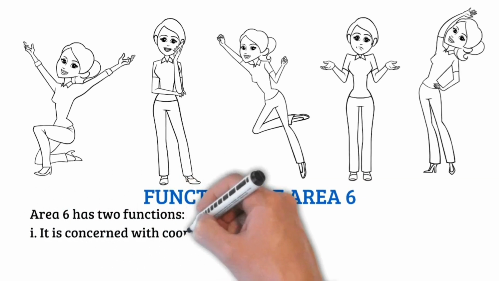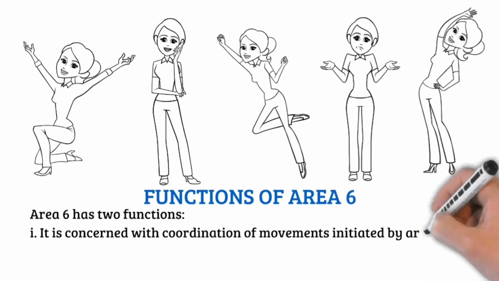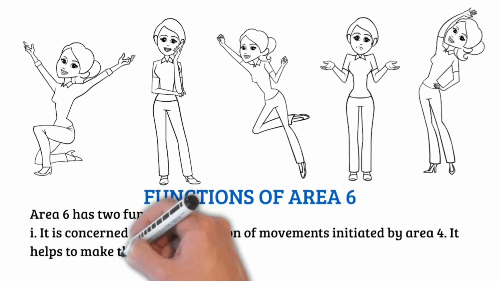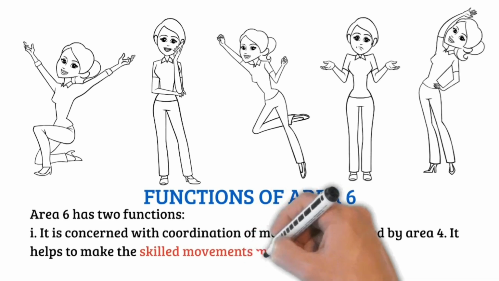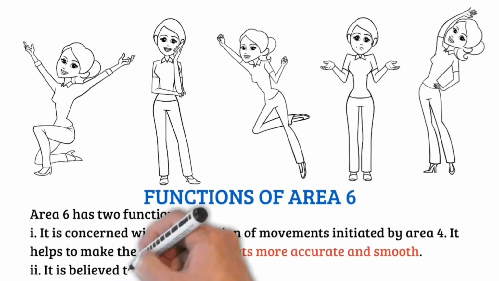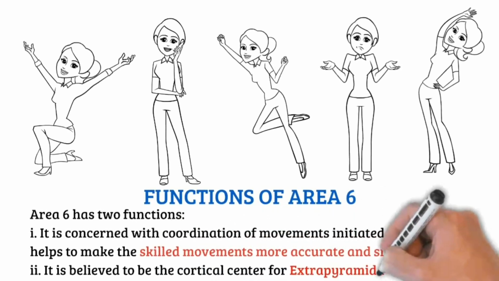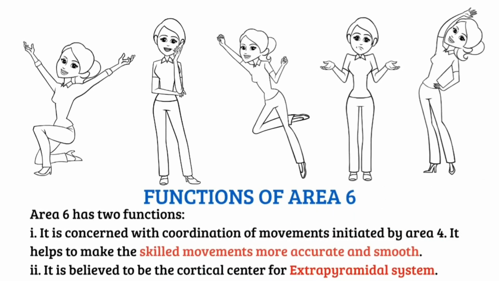It is concerned with coordination of movements initiated by the area 4. It helps to make the skilled movements more accurate and more smooth. It is believed to be the cortical center for extrapyramidal system.